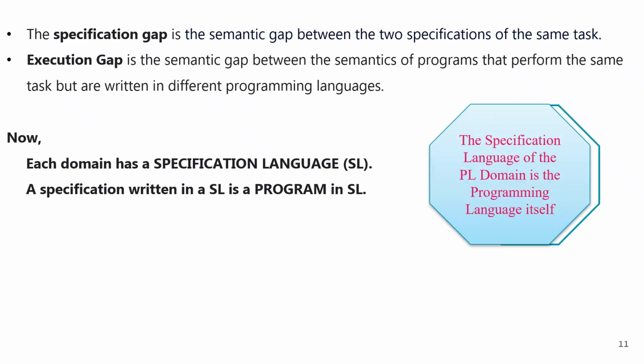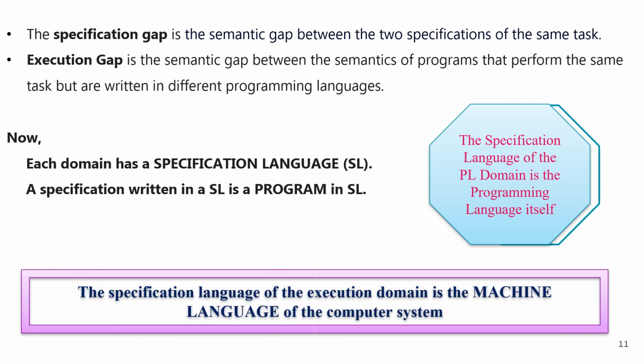The specification language of the PL domain is the programming language itself. तो जैसे मैंने बताया, PL domain में मैं जिस language में अपना program लिखूंगी वो होगा specification language, and that is nothing but my programming language also. Lastly, the specification language of the execution domain is the machine language of the computer.